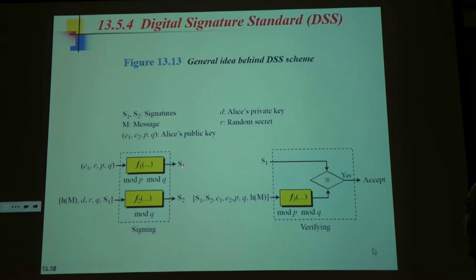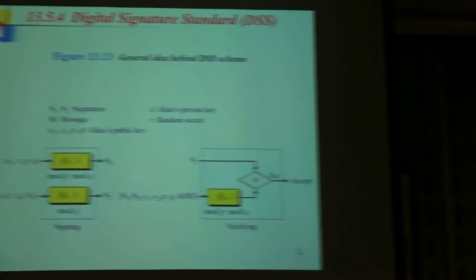So you generate S1 using function 1 with E1, R (a random number), P, and Q, and then you generate S2. You send everything: S1, S2, E1, E2, P, Q, and the digest. The verifier uses function 3 to generate the verifier value. You compare it with S1. If they are equal, then the signature is correct.